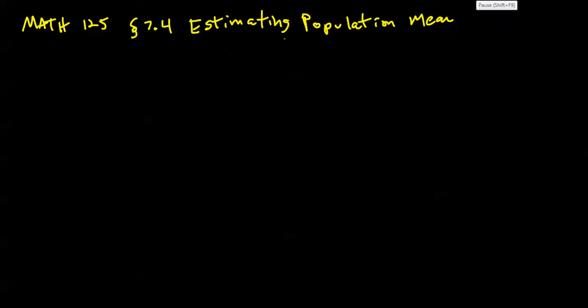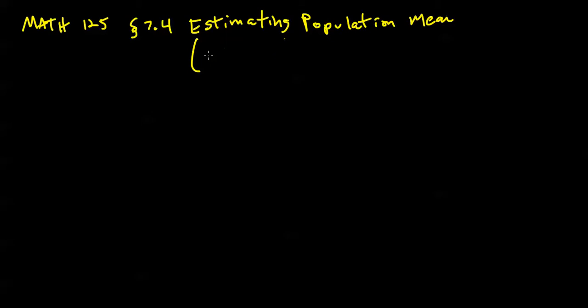Good morning. Today in Math 125 we're going to talk about section 7.4, estimating a population mean. And you may ask, well, wasn't that the same title as section 7.3? Well, kind of. It was the same up to this point, but then there was a subheading, as you might recall.